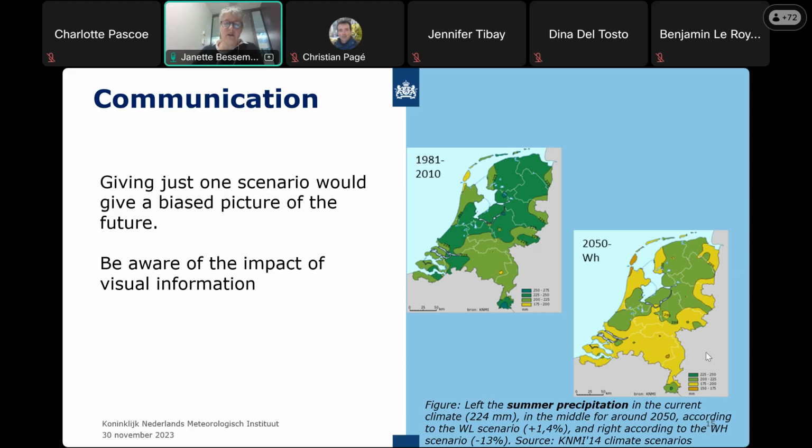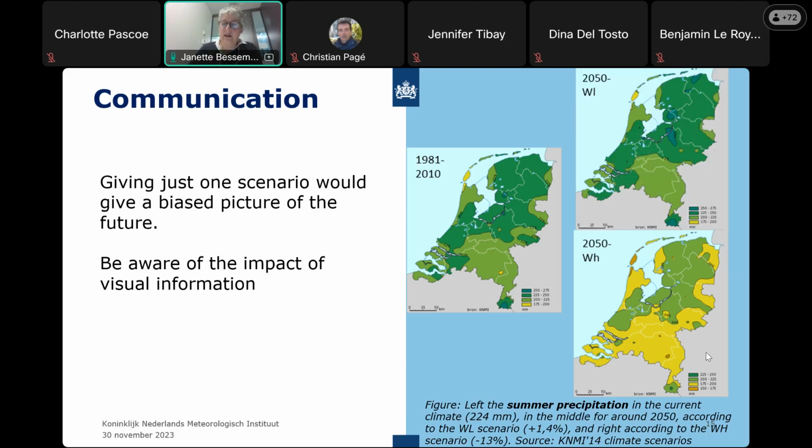So just presenting one scenario for the future, as I said before, does not give a good impression of what can happen in the future. It would be better to present two different scenarios for the future and one for the current situation. You don't even have to discuss the uncertainty a lot, but just by presenting two figures for the future, you implicitly already communicate that there is some uncertainty.